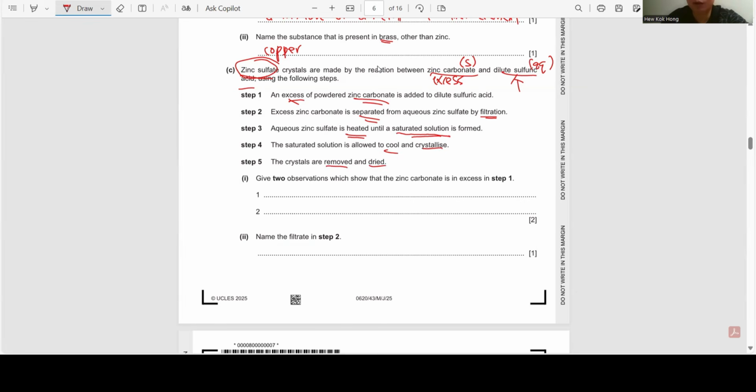So give 2 observations which show zinc carbonate is in excess. When you put zinc carbonate in dilute sulfuric acid, it will dissolve. But when it is excess, solid will stop dissolving. In this process, they use carbonate, so it will release carbon dioxide gas. When it's already in excess, then no more bubbles. And the filtrate in step 2. So after filtering out, it will remove the excess zinc carbonate and leave the aqueous zinc sulfate.